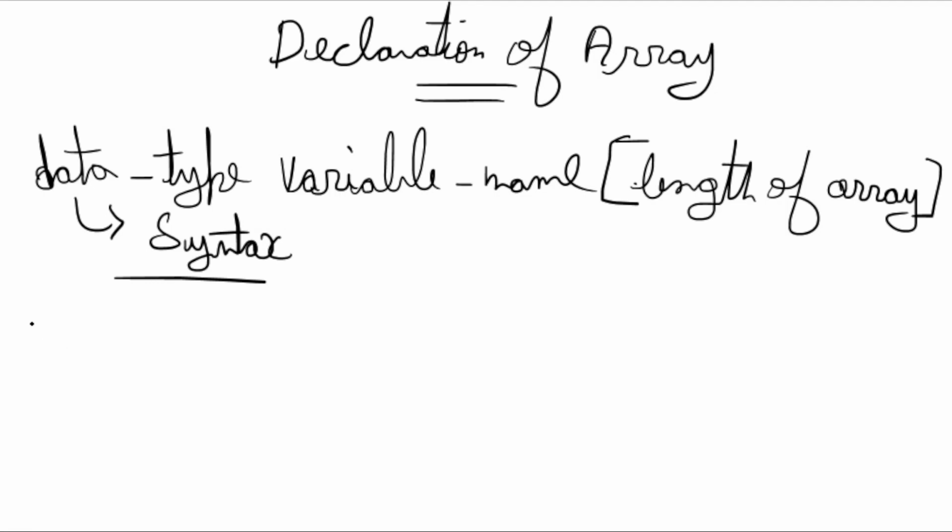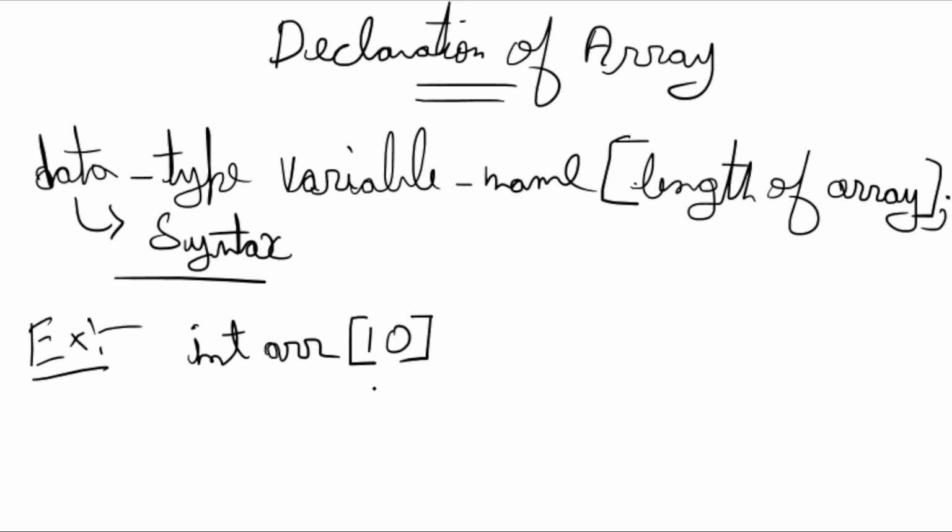Let's take an example. I am taking the data type as int. I am taking the int data type, and for the variable name you could take anything. I am taking arr, short for array, and the length of the array in brackets. And yes, one more thing, you have to give a semicolon. For the length of the array, I will take 10.